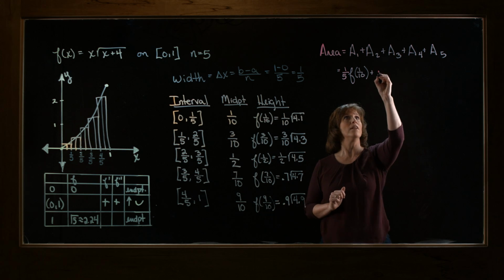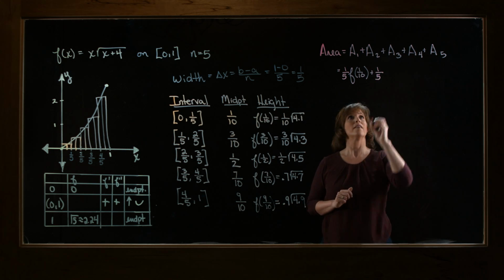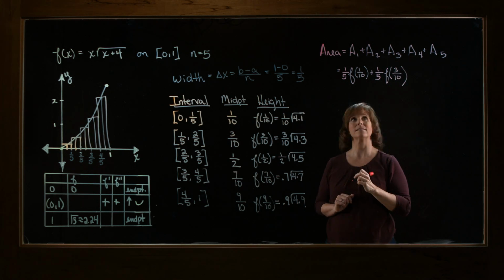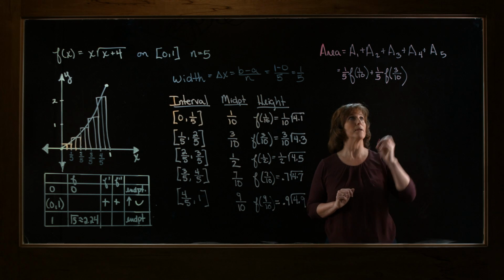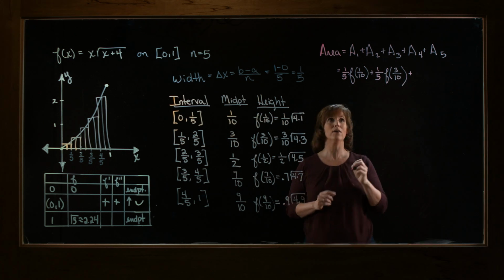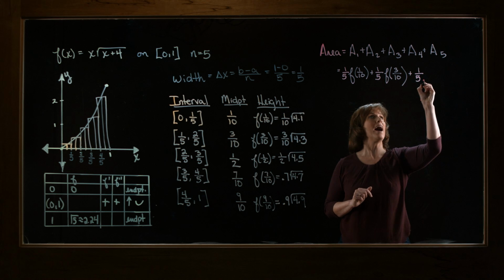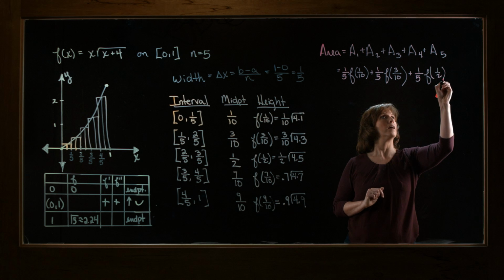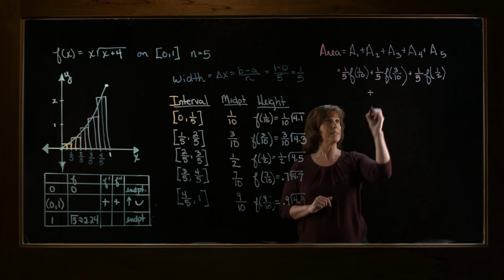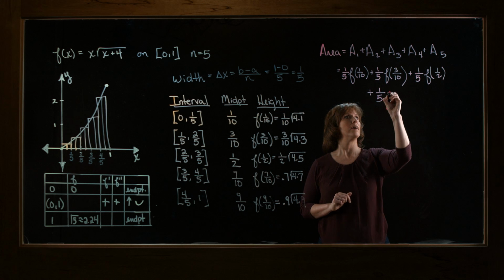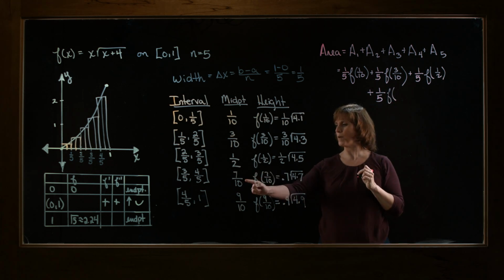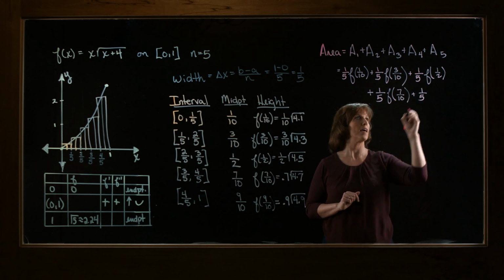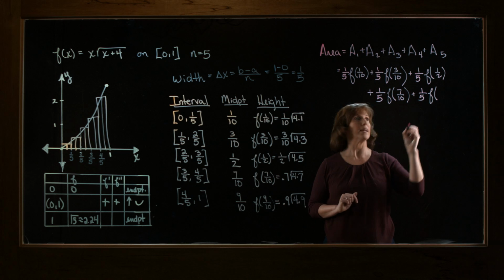For the second rectangle, the width is once again 1/5. The height this time is going to be f of 3/10, because 3/10 was my midpoint. For my third rectangle, the width is once again 1/5. The height is going to be the function value when I plug in 1/2. For my fourth rectangle, a width of 1/5 again. This time, the height is going to happen when the input is 7/10. And for my last rectangle, I have a width of 1/5. The height happens when that midpoint is 9/10.